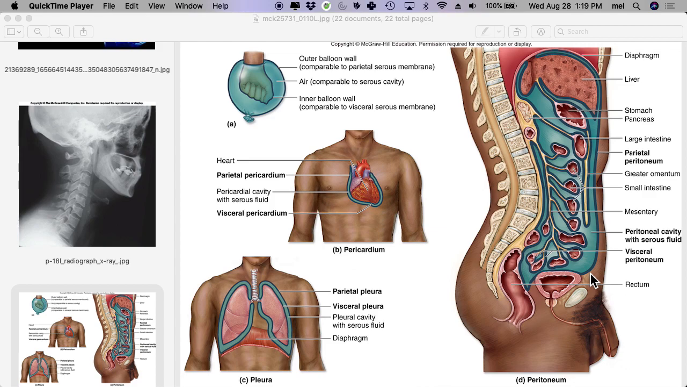Peritoneal cavity. What's in the peritoneal cavity on a good day? Just serous fluid, right? On a bad day, it could have any number of things. Okay, everybody cool with that?